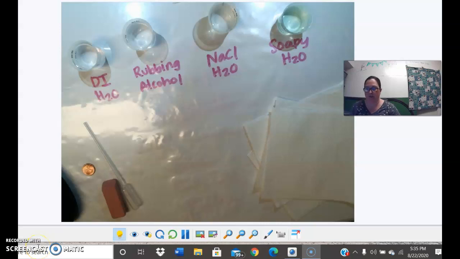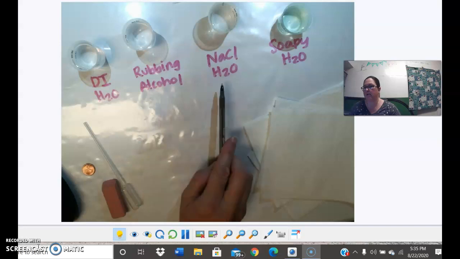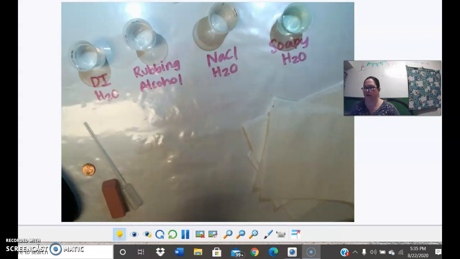Hi, today we're going to go through the using properties of water to introduce students to statistics lab. So I have some distilled water, I have some rubbing alcohol, I have some salt water. I also have distilled water in here and some distilled water with some soap in it.